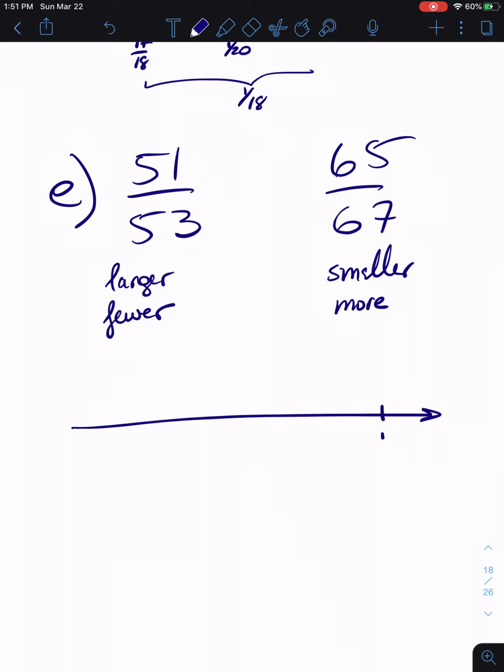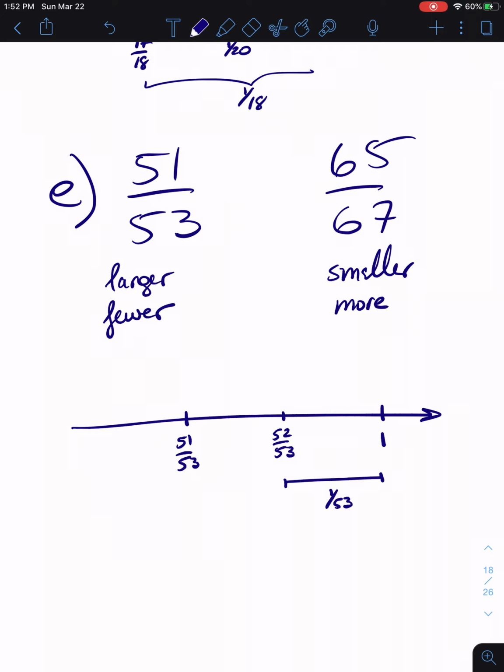And it looks like, again, we're really close to 1, but here we're missing 2 pieces from both of the fractions. For both of the fractions, we're missing 2 pieces from the full 1. So if this is 51/53rds, this would be 52/53rds, right? This is our 1/53rd that we're missing. In fact, we're missing 2 of them. And if we look at 65/67ths, we're missing 2 67ths.